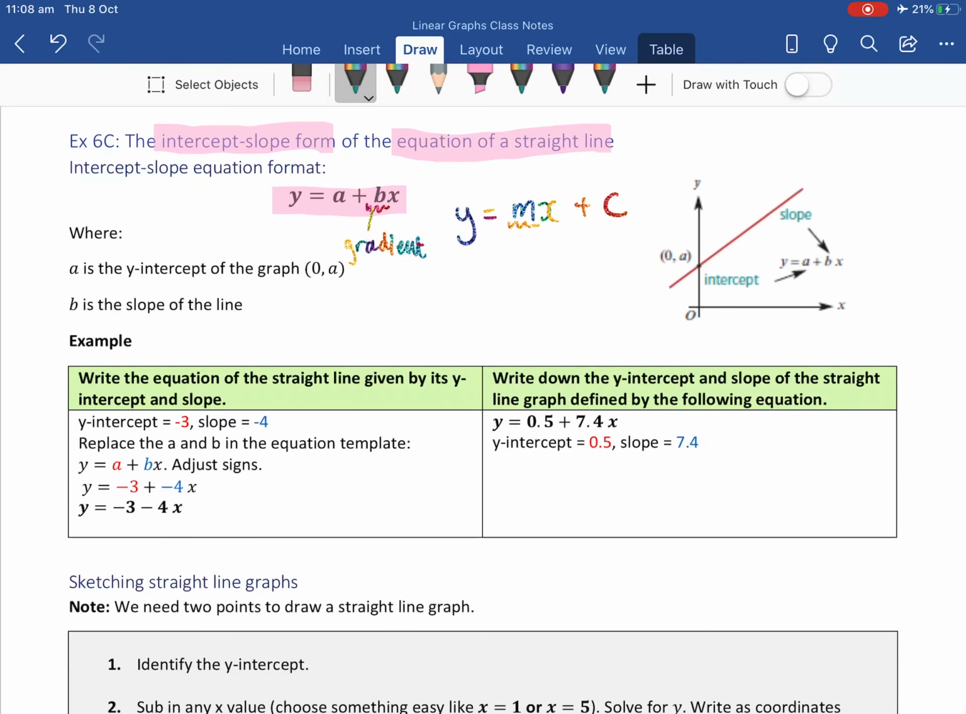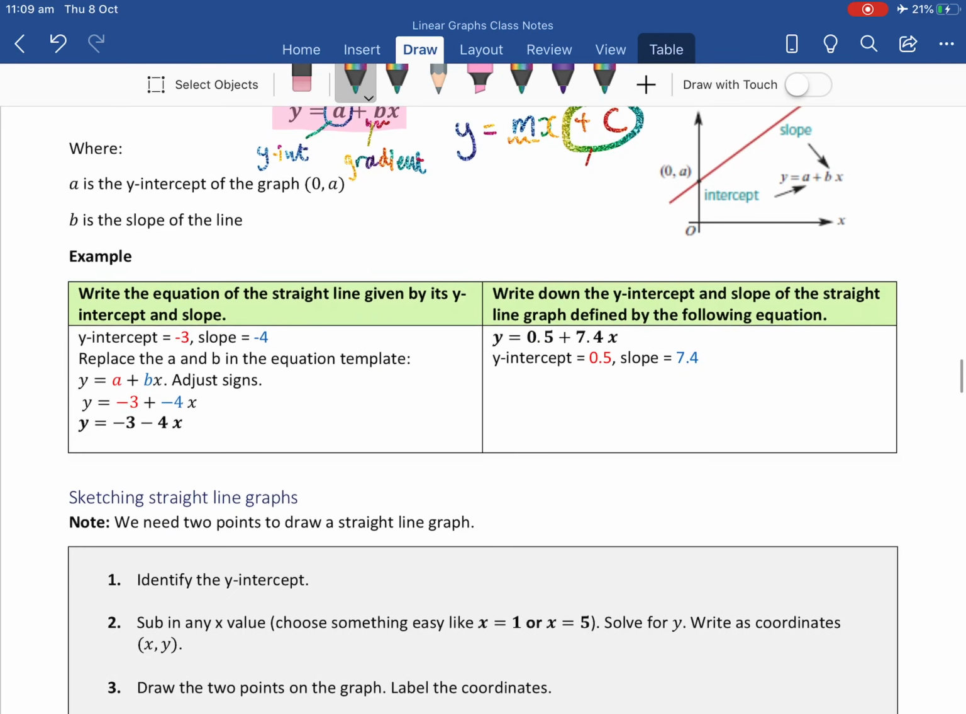Okay, and from what you're probably used to, this plus c would tell you the y-intercept. So over here, it's the number by itself. The number by itself over here is the a. So this is your y-intercept. Okay, so same thing, it's just written around the other way and with different letters. This is the intercept slope form.